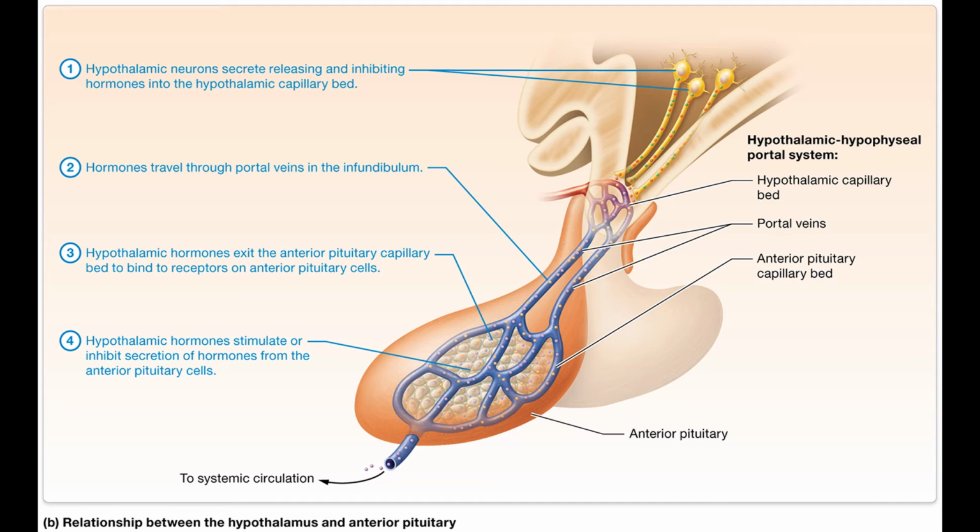And so this is that path for the anterior pituitary hormone production. You're going to see that the hypothalamic neurons secrete those releasing hormones into the hypothalamic hypophyseal portal system. And then they are carried down into the anterior pituitary, where they will then bind to their target cells and either stimulate or inhibit the secretion of hormones from these anterior pituitary cells.